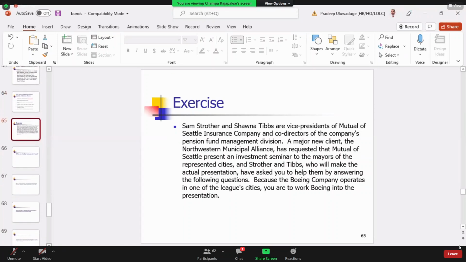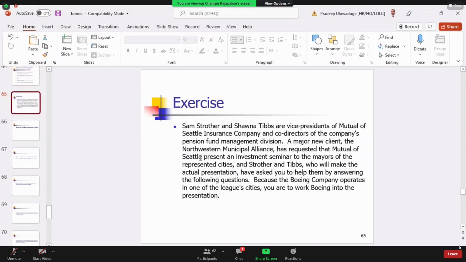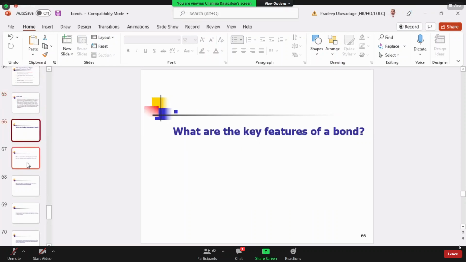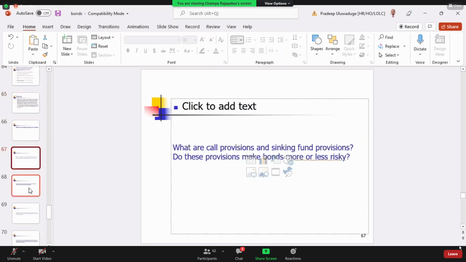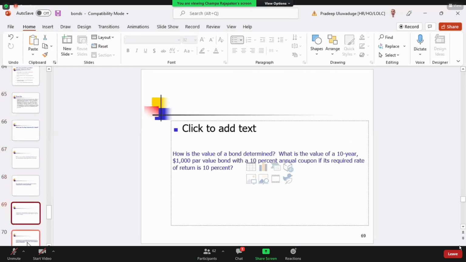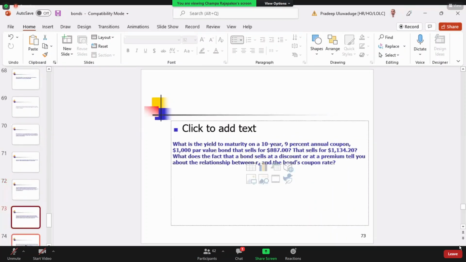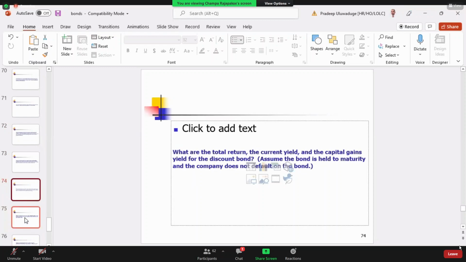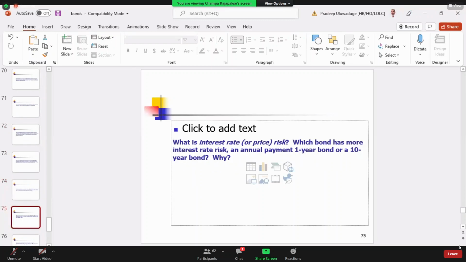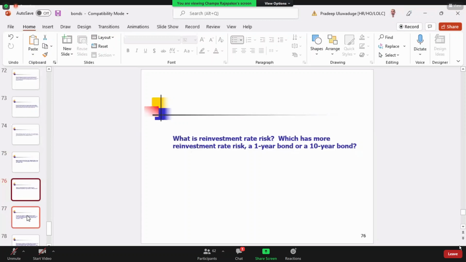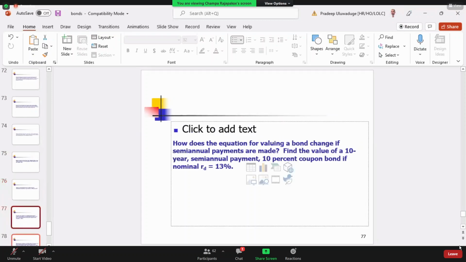From here onwards, there is a small case, and you will be asked to answer some questions covering all we have discussed in the lesson. These are not difficult questions, so I would like you to attempt them on your own.